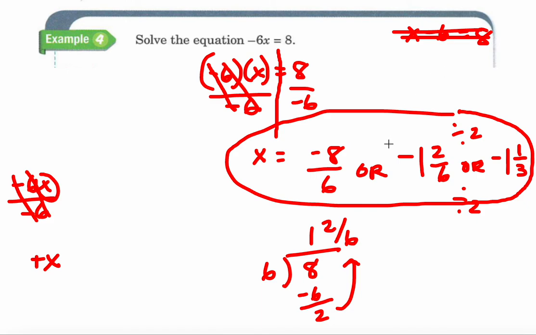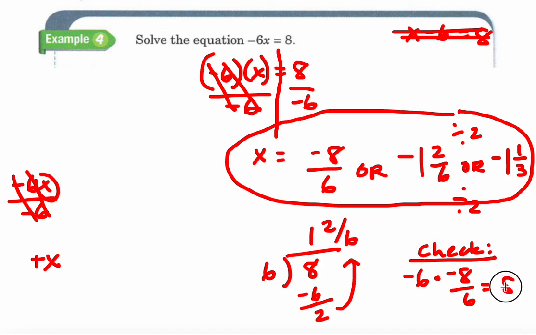I can go back and check my answer, especially since I have a fraction. So instead of negative 6 times x, I'm going to do negative 6 times negative 8 over 6, and that should equal 8. Let's see if it works. Well, when I plug it back in, there's a 6 on top and a 6 on the bottom, they cancel, and I have negative times a negative 8. Negative times negative is positive, so I end up with a positive 8 on the left-hand side and a positive 8 on the right-hand side.